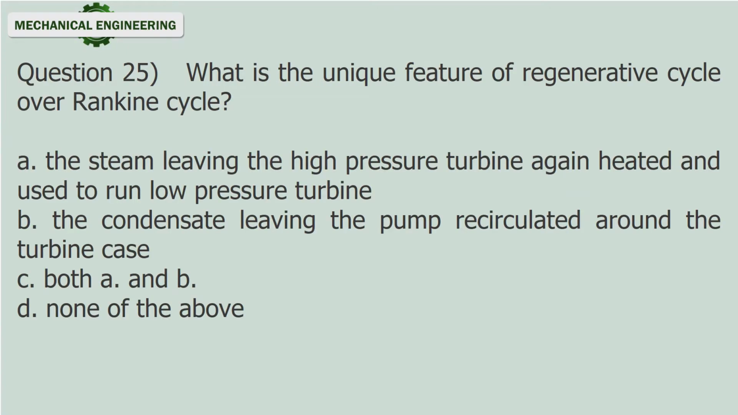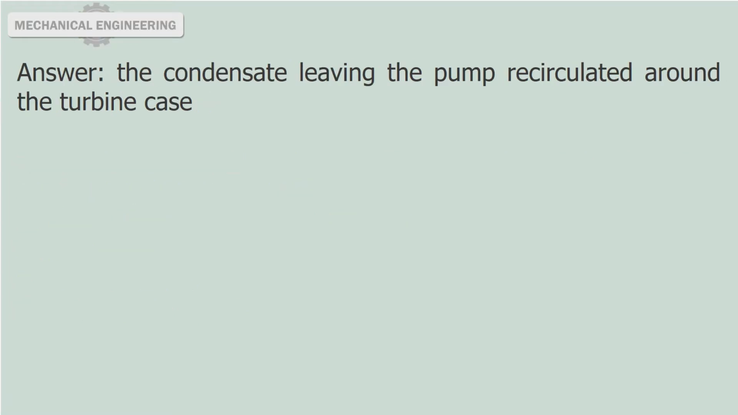Question 25. What is the unique feature of regenerative cycle over Rankine cycle? A. The steam leaving the high-pressure turbine again heated and used to run low-pressure turbine. B. The condensate leaving the pump recirculated around the turbine case. C. Both A and B. D. None of the above. Answer: the condensate leaving the pump recirculated around the turbine case.